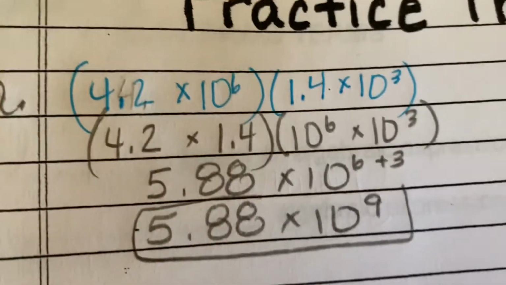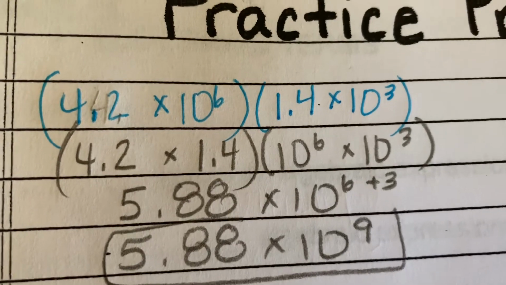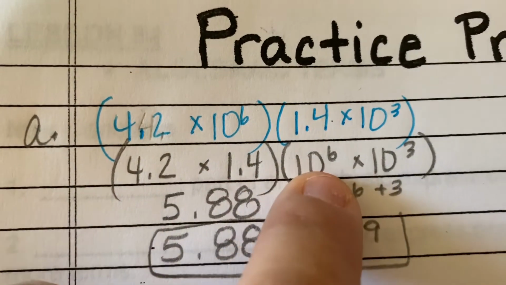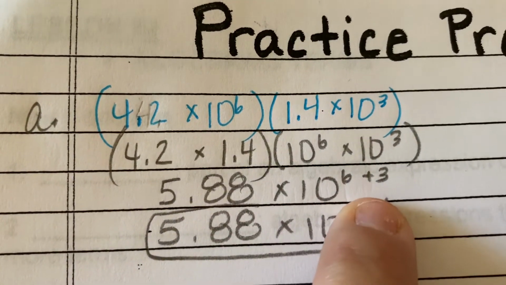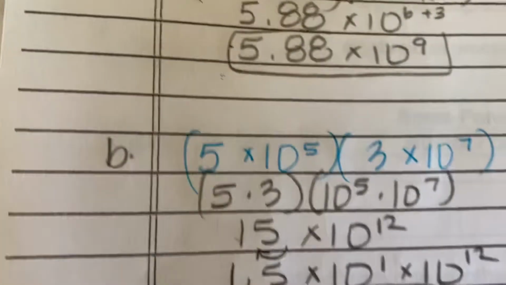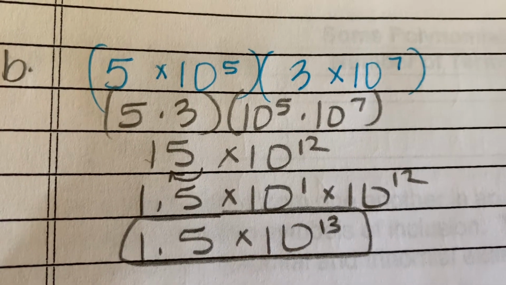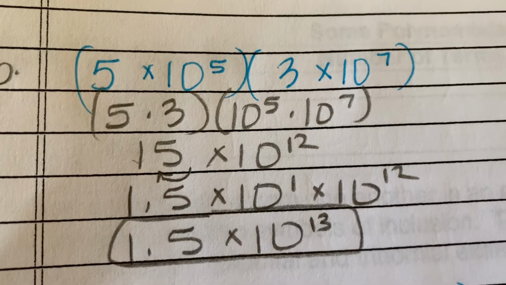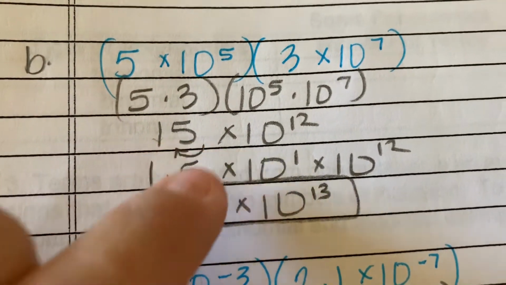Okay, first problem A. You should have regrouped the numbers, 4.2 times 1.4, 10 to the 6th, 10 to the 3rd. Multiply those two, okay, and that's your answer. B, you should have come up with 1.5 times 10 to the 13th. Okay, and this one you did have to move the decimal over 1.